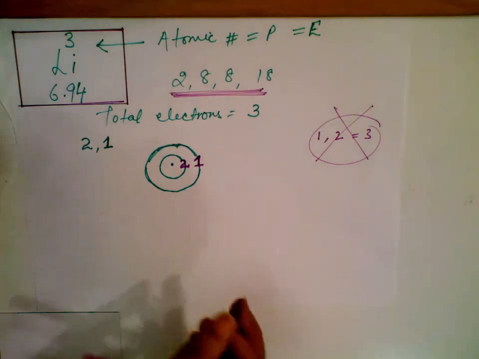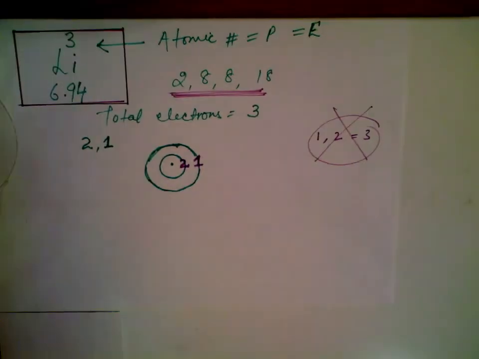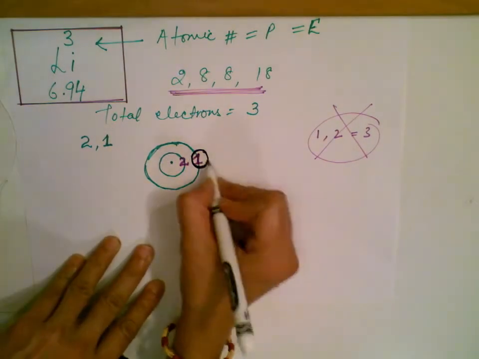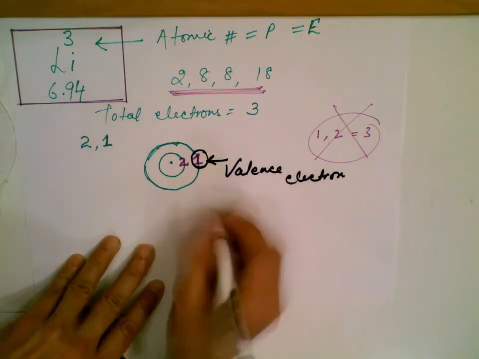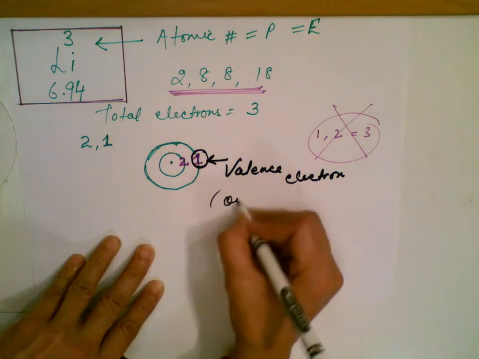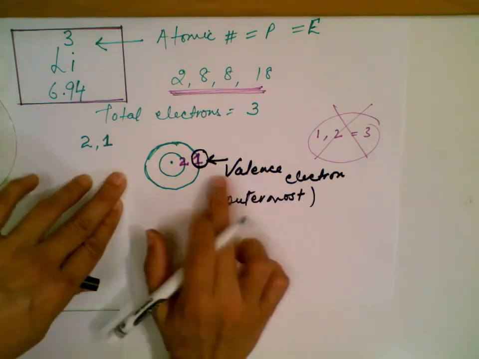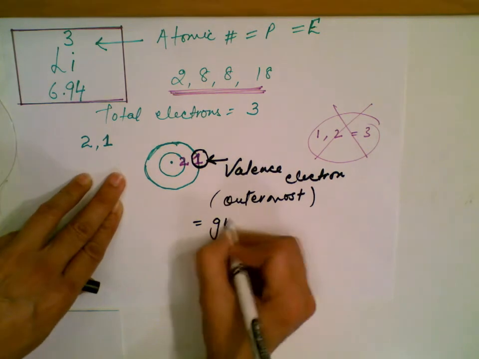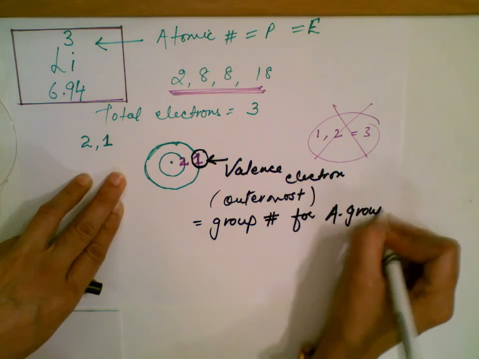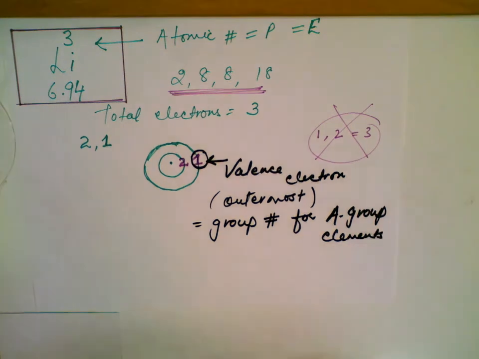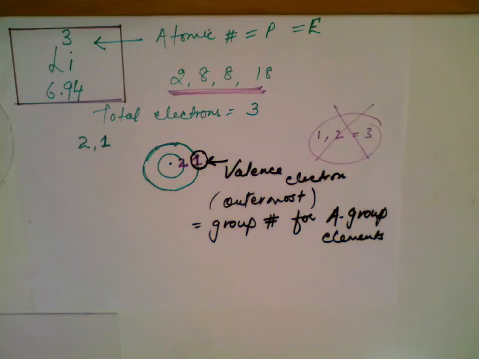Okay. Now, one more thing. Let me tell you here. You see this number? This number is the valence electron. Okay. So valence electrons are the electrons in the valence shell, meaning the outermost. And the valence electrons, or electrons in the valence shell, are equal to the group number on a periodic table for A group elements. For A group elements. All right.